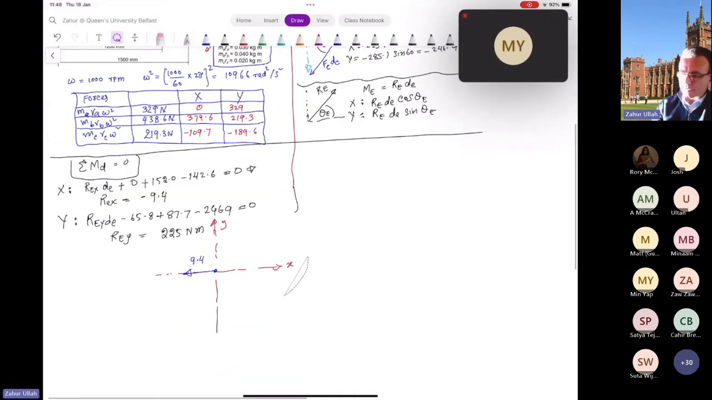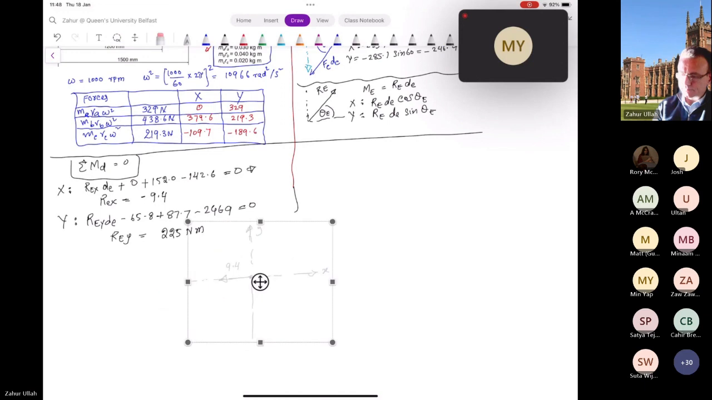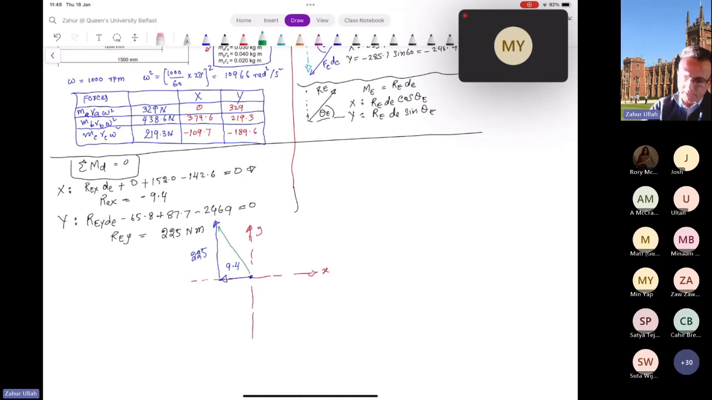Let me move it a little bit down. So in this case, you can say that it should be somewhere here, and this is 225. I'm not drawing it according to the scale, but this is just how it should look like. And then the resultant one is this line here, from here to here. So this is your RE.